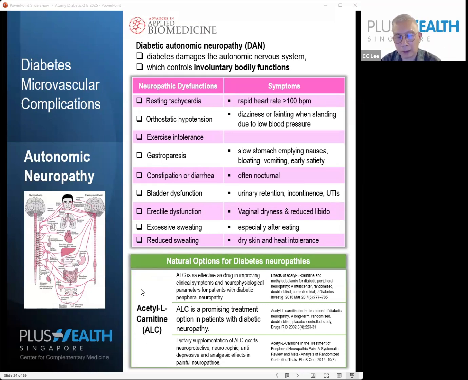Among a large selection of products, I shortlisted one compound that is clinically proven and can be used as an effective adjuvant treatment option in patients with diabetic neuropathy. This compound is acetyl L-carnitine. It is also available in the market as a supplement, and is commonly used as a supplement for people who suffer from neuropathy itself, diabetic neuropathy.